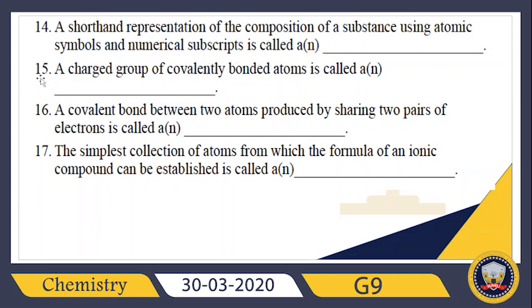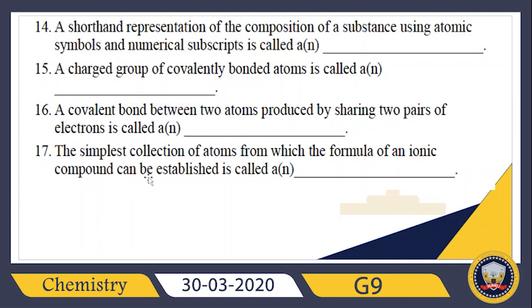Now, question 15. A charged group of covalently bonded atoms. So the atoms are covalently bonded, but it is charged. So it is a polyatomic ion. Question 16. A covalent bond between two atoms produced by sharing 2 pairs of electrons is called, remember, sharing 2 pairs. So it is a double bond.